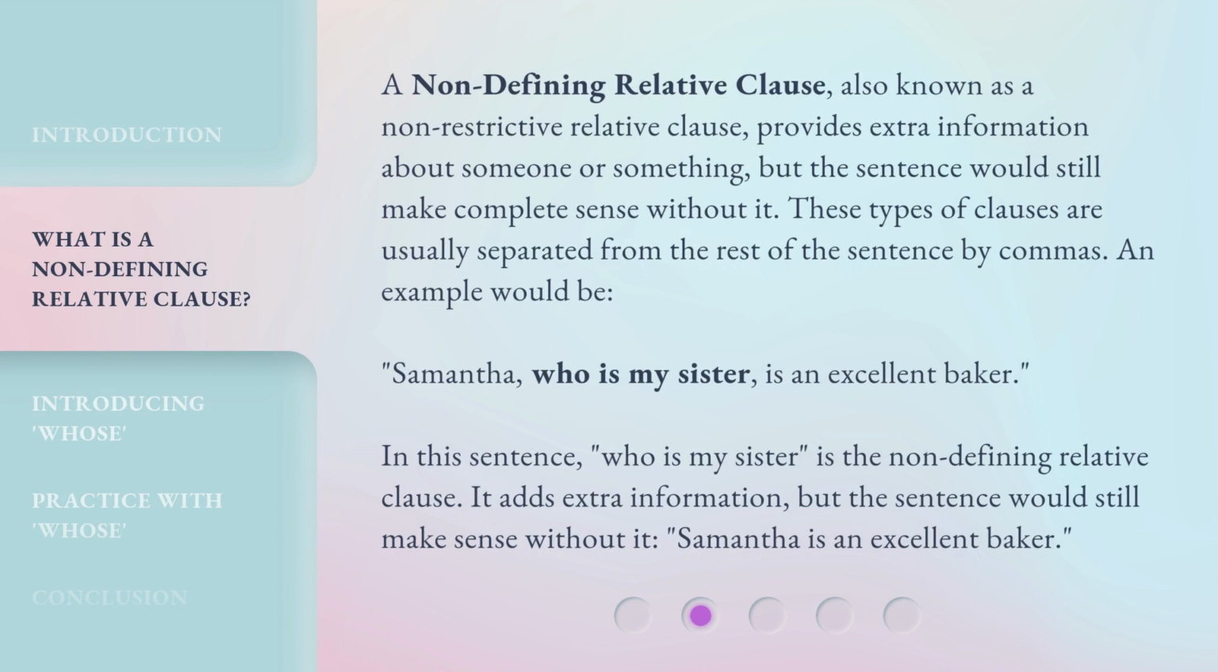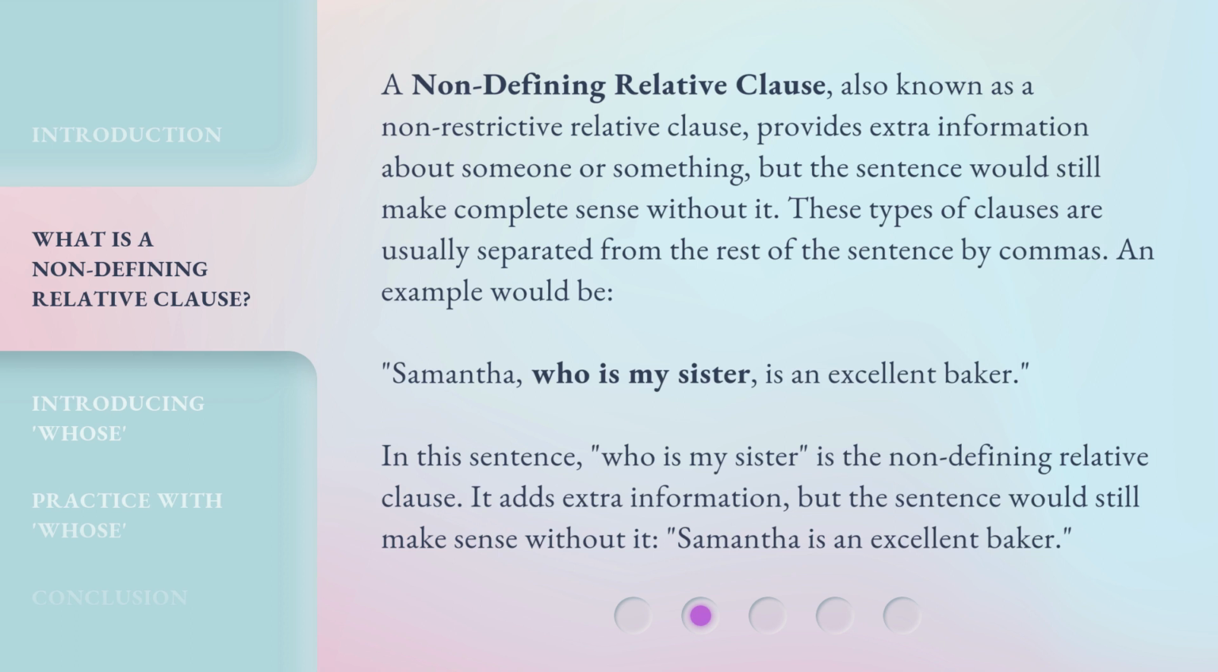A non-defining relative clause, also known as a non-restrictive relative clause, provides extra information about someone or something, but the sentence would still make complete sense without it. These types of clauses are usually separated from the rest of the sentence by commas. An example would be, Samantha, who is my sister, is an excellent baker.